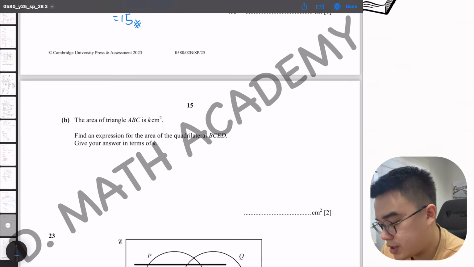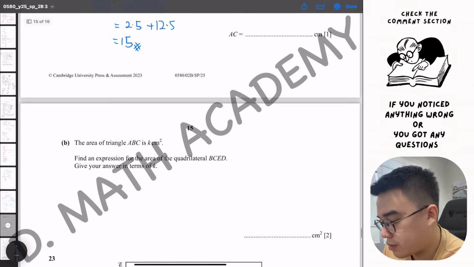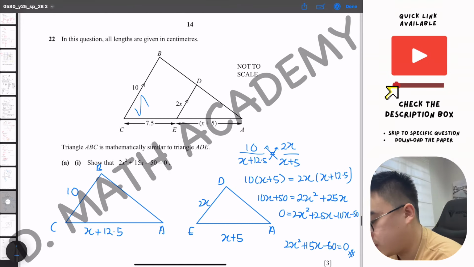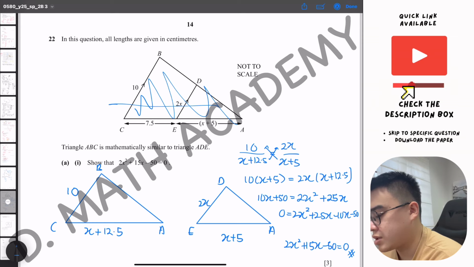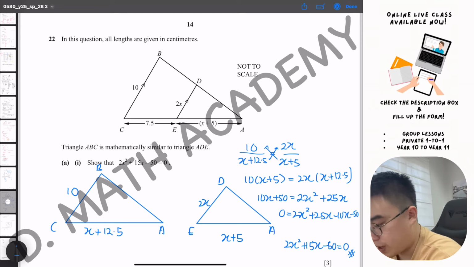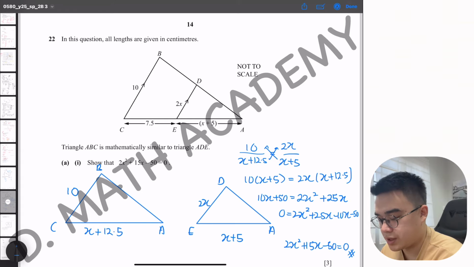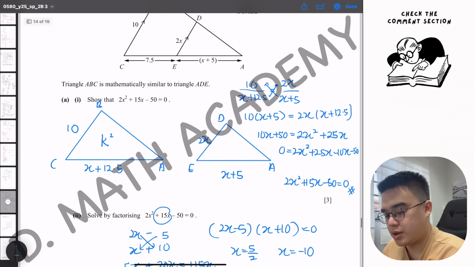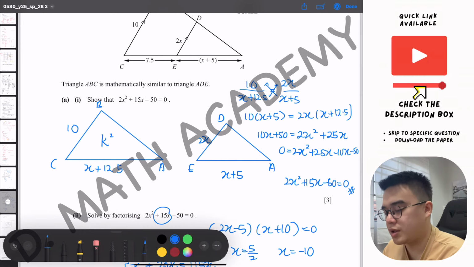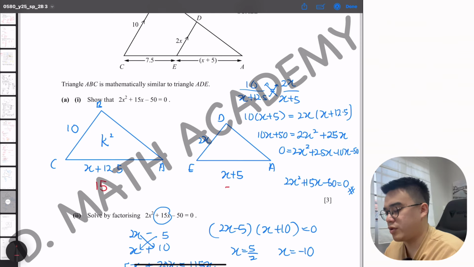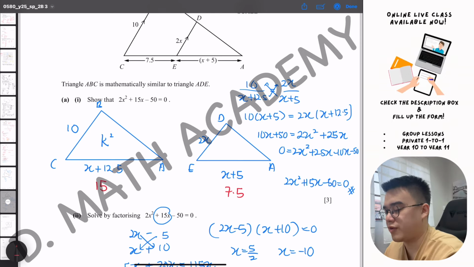Area of triangle ABC is K cm squared. That's going to be interesting. So I have to update the results first now. This is K square. Okay, it's no longer, here we will get 15, here you get 7.5, here you will get 5.